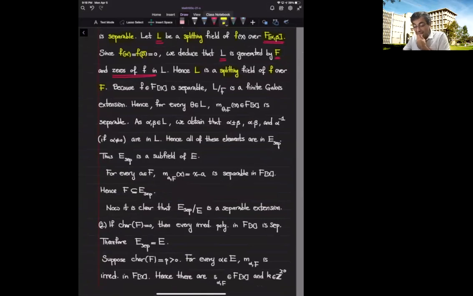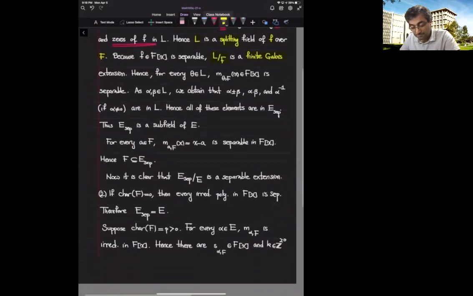Okay, so L is a splitting field of the separable polynomial small f over the field capital F. It's a splitting field of a separable polynomial. And so L over F is a finite Galois extension. Remember, a splitting field of any polynomial is a normal extension. The splitting field of a separable polynomial is a Galois extension. So L over F is a finite Galois extension.